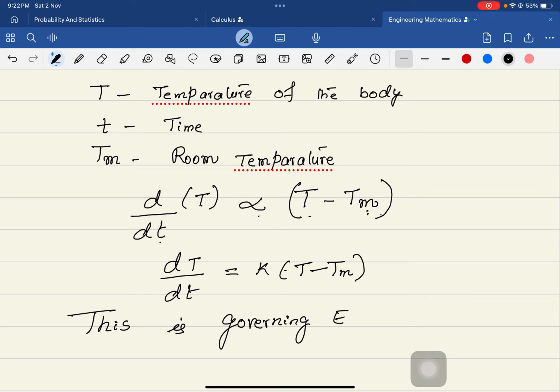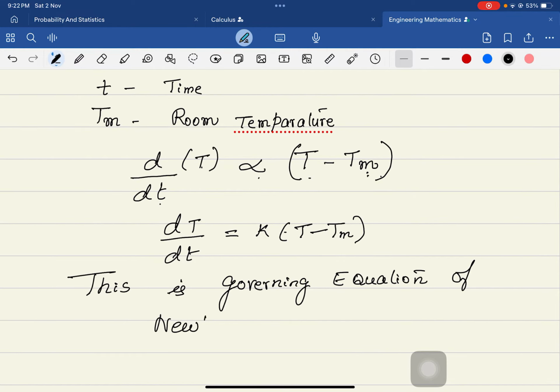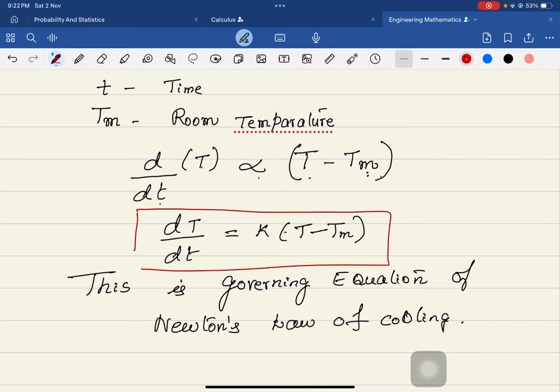This is the governing equation of Newton's law of cooling. So this is what you have to understand, and you have to memorize this as the governing equation for Newton's law of cooling. Is that clear? Now, how to solve this?